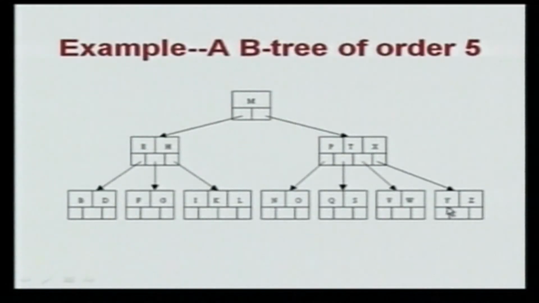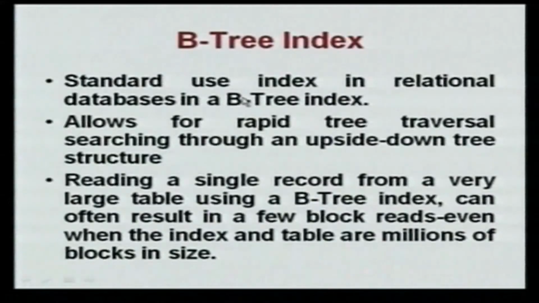The conditions we have are that a node must have at least 2 children, all leaves should be at the same level, and it should have a maximum of M children and at least M by 2 children. The standard index used in relational databases is this B tree index, and it allows for rapid tree traversal, searching through an upside down tree structure. Reading a single record from a very large table using a B tree index can often result in few block reads, even when the index and tables are millions of blocks in size. Even then you will need only a few block reads; that is the whole idea.